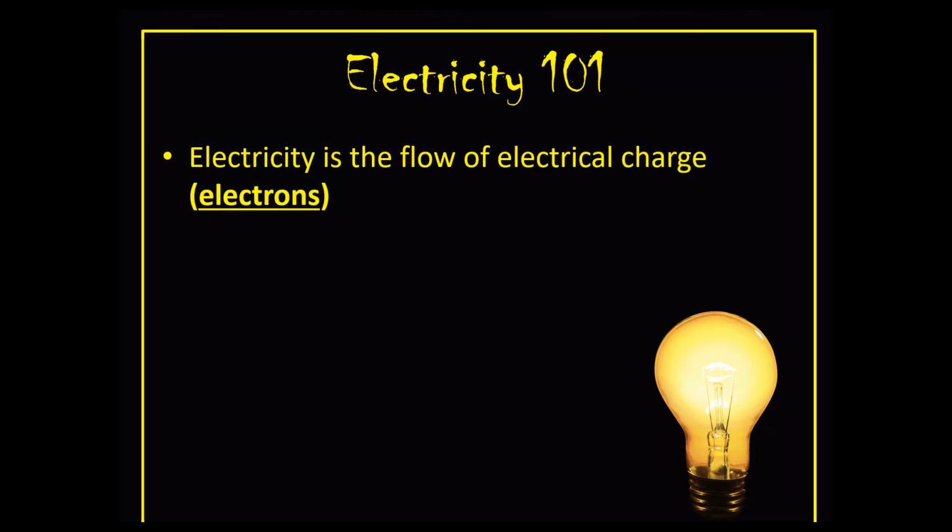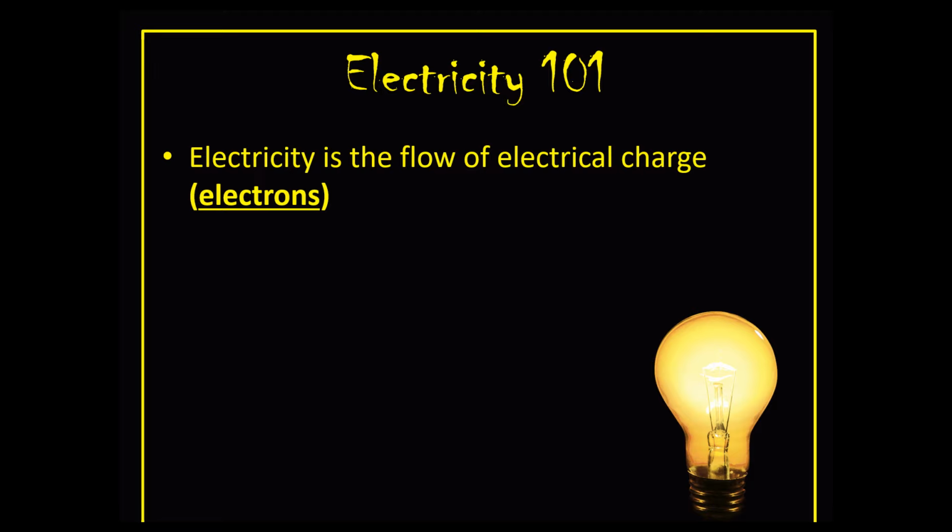All right, so by definition, electricity is the flow of electrical charge, which we call electrons. And we're going to talk about this a lot more when we get into our matter and atomic structure lessons, which is going to be part of our chemistry unit. But you do need to have this background information before we get into electricity.